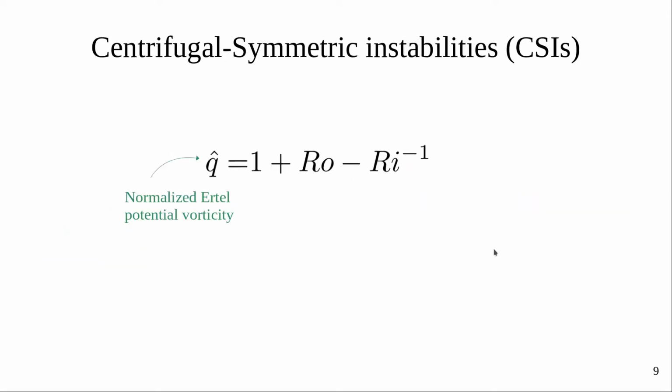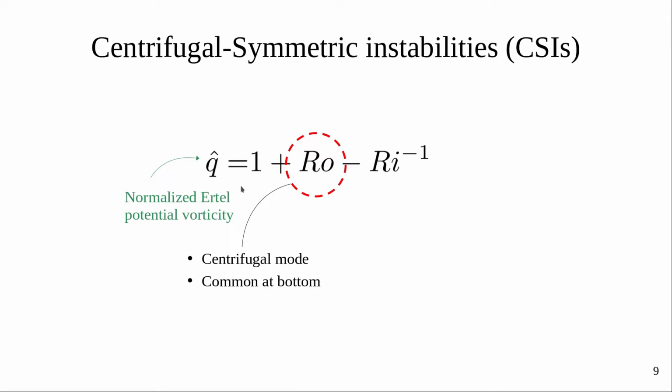There are two flavors of CSIs. If the Rossby number is doing most of the heavy lifting in getting Q hat to be negative, we say that centrifugal modes are dominating, and this flavor of CSIs seems to be more common at bottom boundary layers. And if the Richardson number is doing most of the heavy lifting in getting Q hat to be negative, we say the symmetric modes are dominating, and these seem to be more common at the surface.